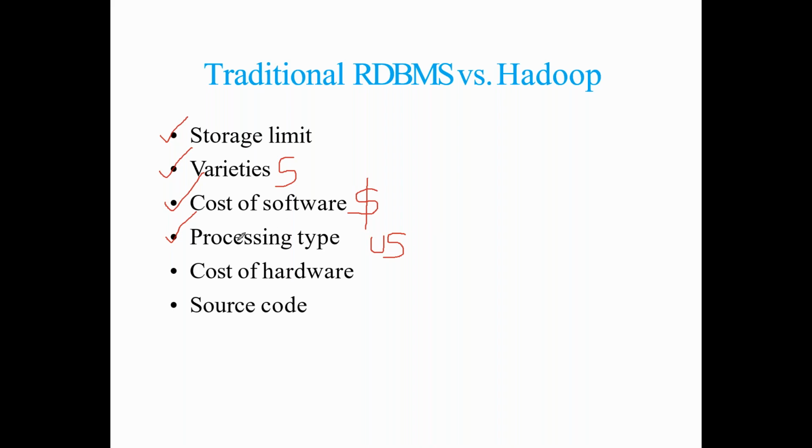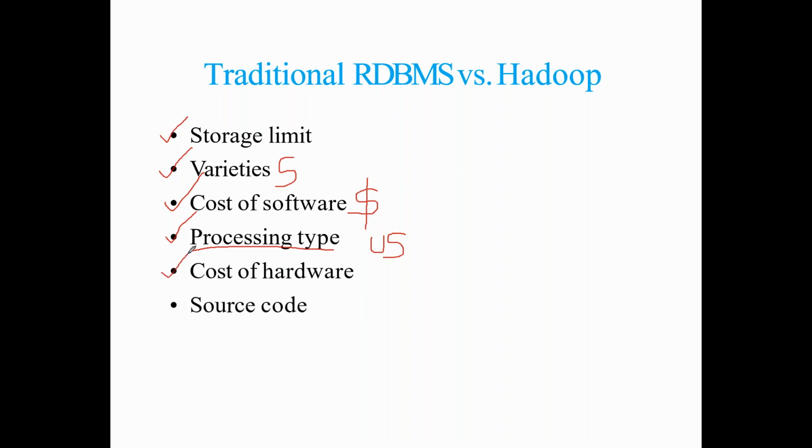But for now, just to summarize the fourth point, the processing type: the traditional RDBMSs work in a serial or sequential fashion, which will have a lot of performance impacts. On the other side, Hadoop works in a distributed or parallel processing model, which will give you very good performance.